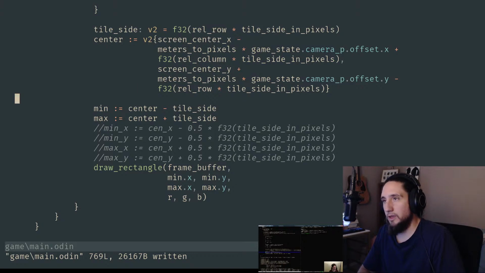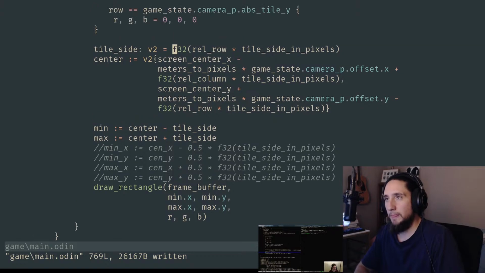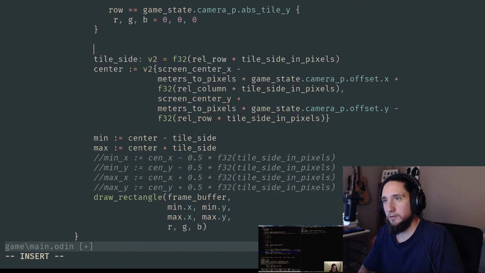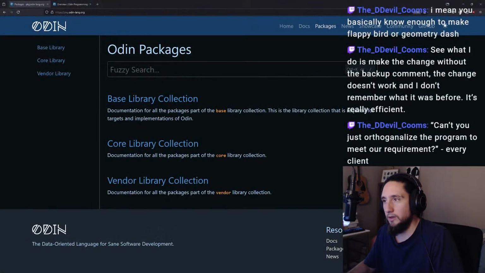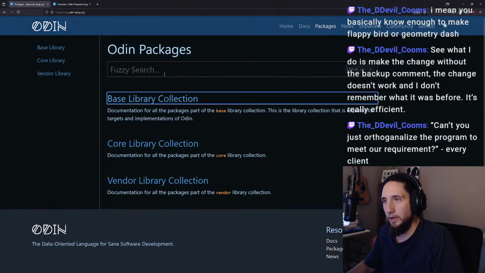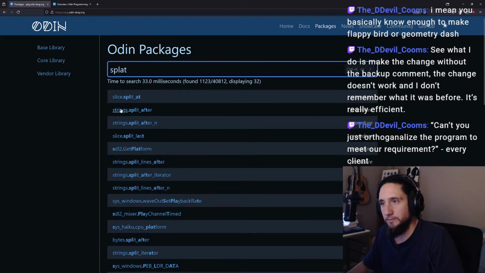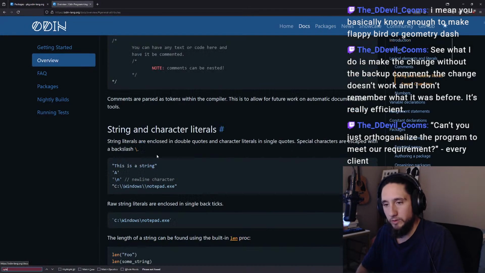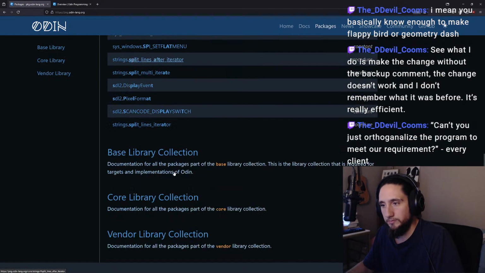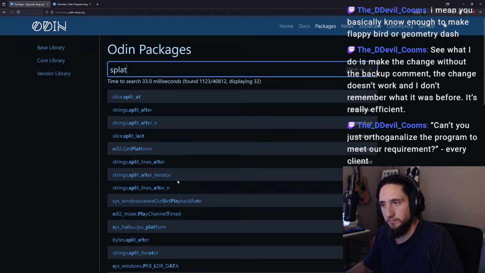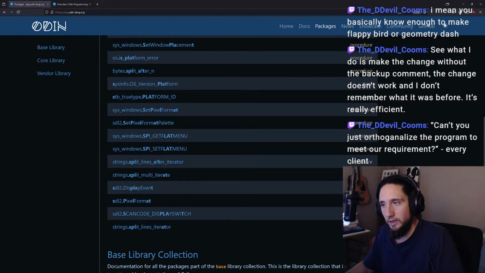So I was thinking about this as I was just rambling on about all this stuff, and I was wondering, isn't there like a splat? I kind of want to see if there's anything in the Odin docs about splatting. Can I splat? How about in the overview? Splat? No. Interesting. Well, I thought there would have been at least something.